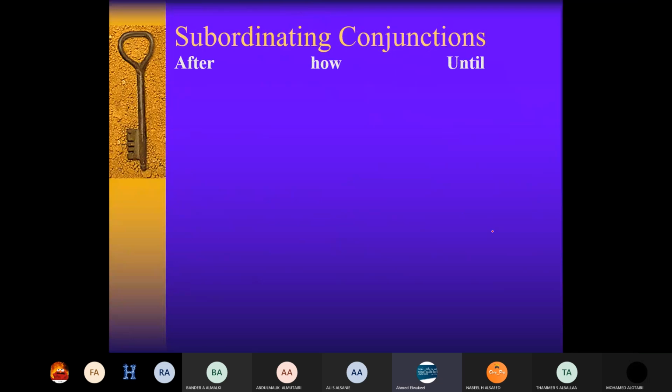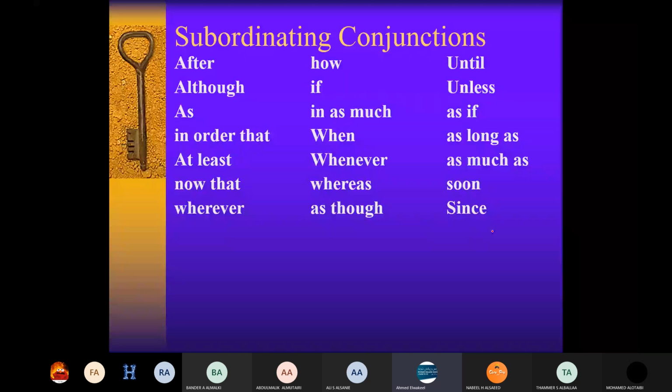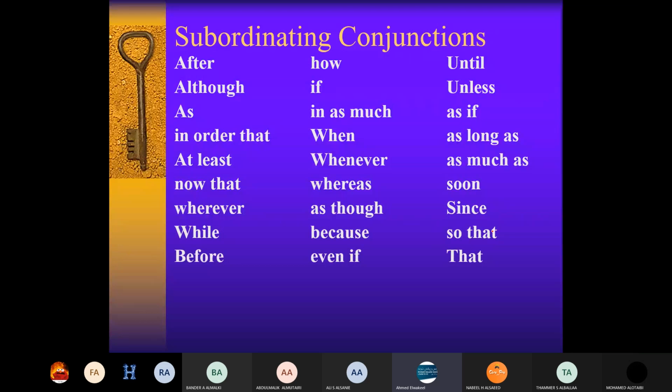So the subordinating conjunctions are very, very important. You have after, until, although, if, unless, as, inasmuch as, as if, in order that, when, as long as, whenever, as much as, now that, whereas, wherever, as though, since, while, because, so that, before, even if, that, even though, though. All of these are called subordinating conjunctions. They are very, very important. Take a screenshot and I'll try to upload them.